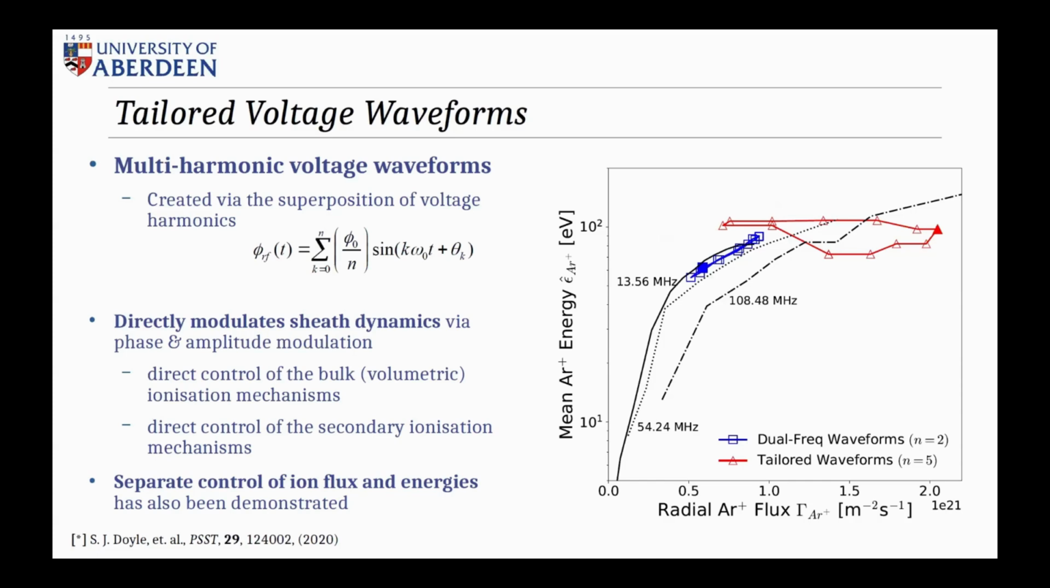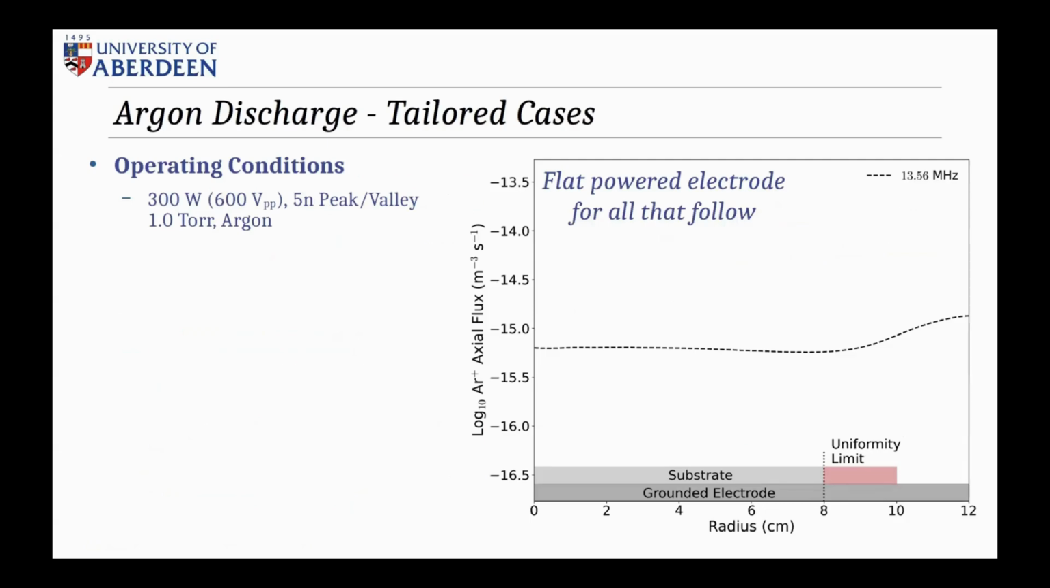Now, we know we can do this energy flux control. Can we also do uniformity control? So what we're going to do is take our previous case, the 2D case that I showed you before. No holes in the electrode this time, just a flat electrode, same as the first case that I showed you.